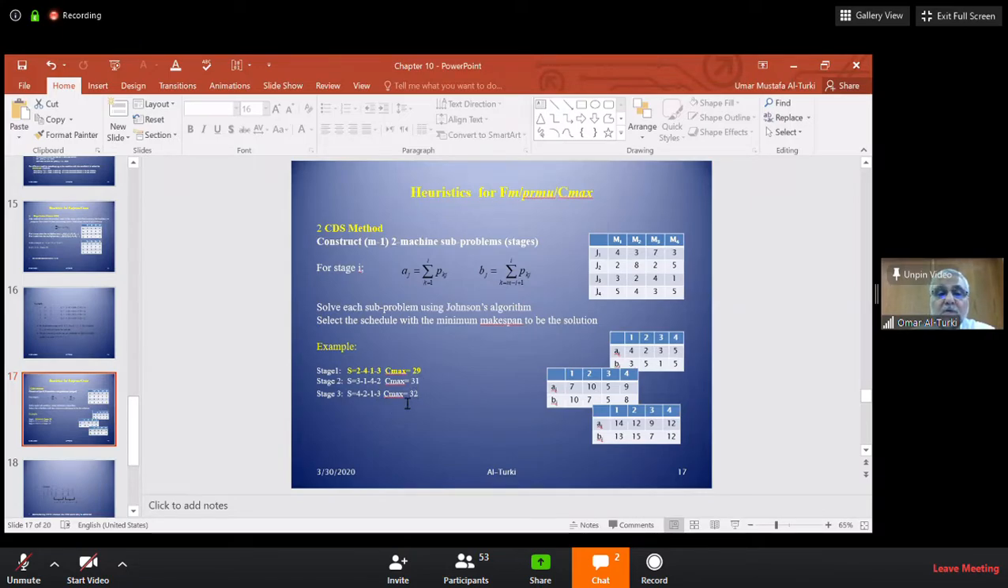32. Now, which one has the best Cmax? It is the first one, 2, 4, 1, 3. So CDS will return to me this solution, the one in yellow. This solution will be the solution obtained by the CDS method. Is it optimum? We don't know. It's not necessarily optimum.